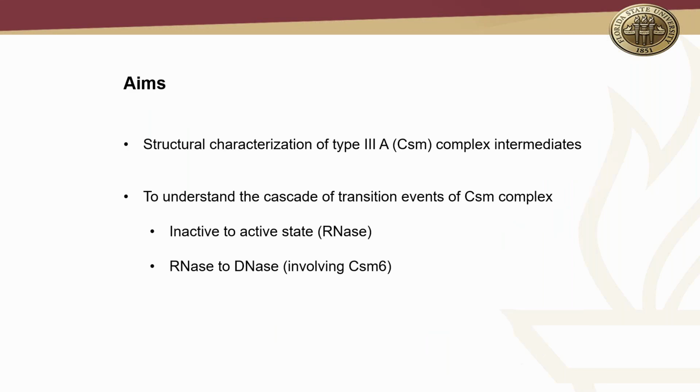The aim of my current project is to structurally elucidate the type 3 CRISPR-Cas complex intermediates, wherein we determine the structural basis of events that lead to viral nucleic acid degradation. We also aim to understand the cascade of transition events of the type 3 CRISPR-Cas complex. Specifically, we want to understand how the ribonucleoprotein switches from an inactive state to an active state to function as an RNase, and also understand how this ribonucleoprotein could function as a DNase. To achieve this goal, we use a combination of biochemical enzymatic assays and structural biology tools, mainly cryo-EM and of course crystallization.